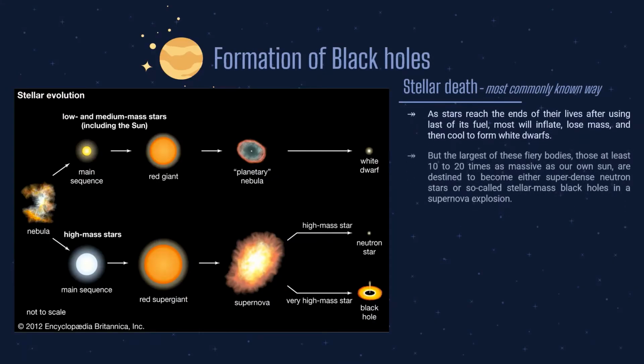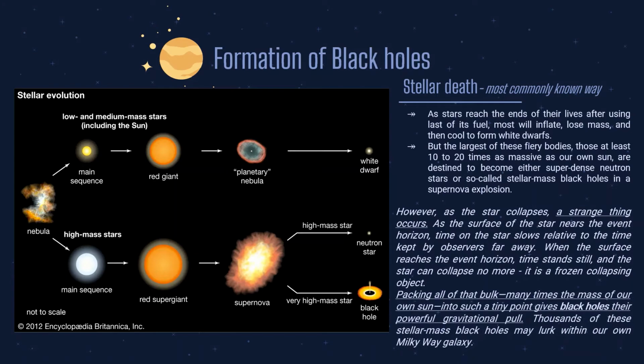Let's see how black holes are formed. The most common way a black hole forms is by stellar death. As stars reach the end of their lives after using the last of their fuel, most will inflate, lose mass, and then cool to form white dwarfs. But the largest of these fiery bodies, those at least 10 to 20 times as massive as our own sun, are destined to become either super-dense neutron stars or so-called stellar mass black holes in a supernova explosion.